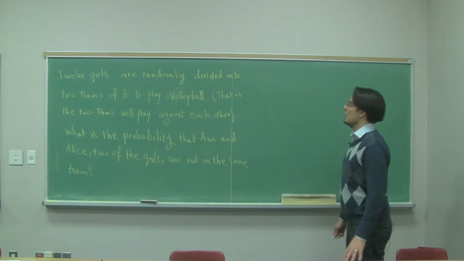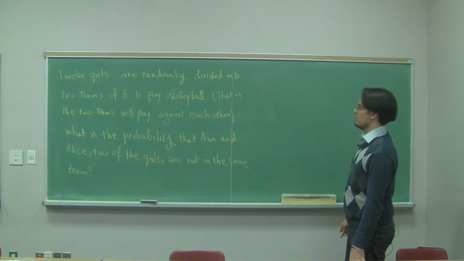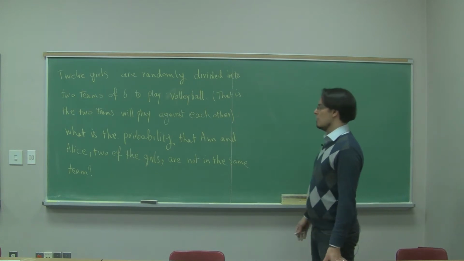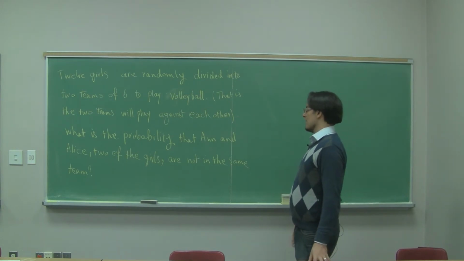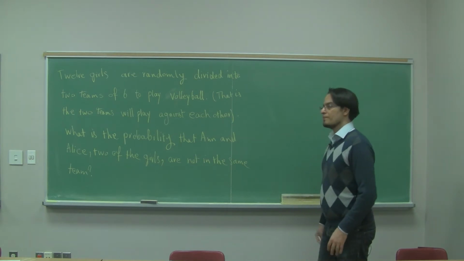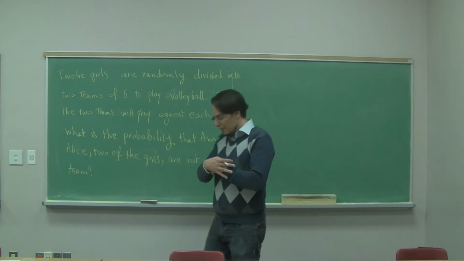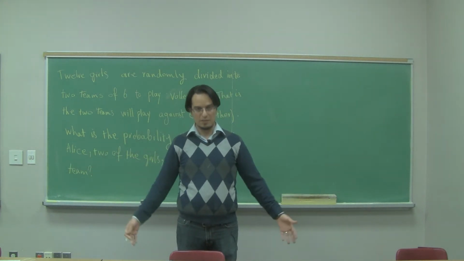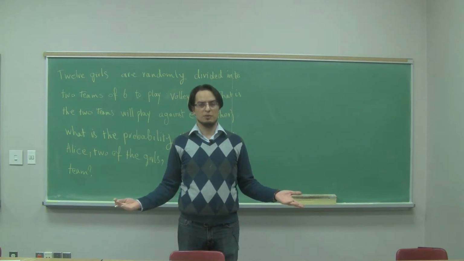12 girls are randomly divided into two teams to play volleyball. That is, these two teams will play against each other. What is the probability that Anne and Alice, two of the 12 girls, are not in the same team? So, if we list all the possible ways that we can form these two teams, that is going to be an equiprobable sample space.